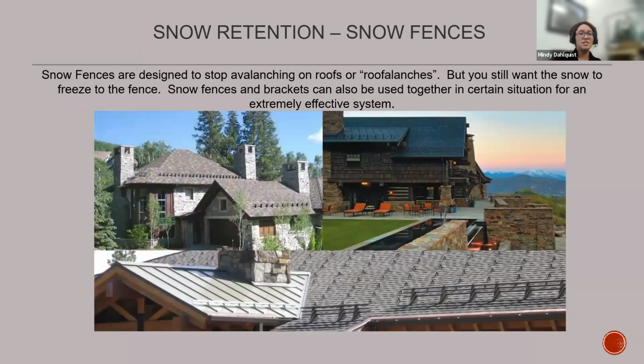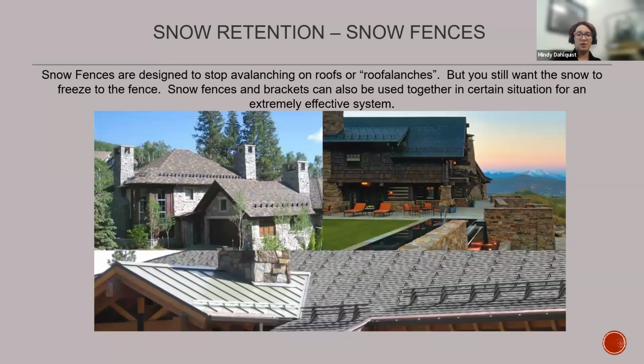So snow fences themselves have slightly different characteristics. They're designed to stop the avalanching on the roof. You still want the snow to freeze to the fence once it comes into contact with them, but they're more the last-stop prevention of that snow avalanching off the roof.